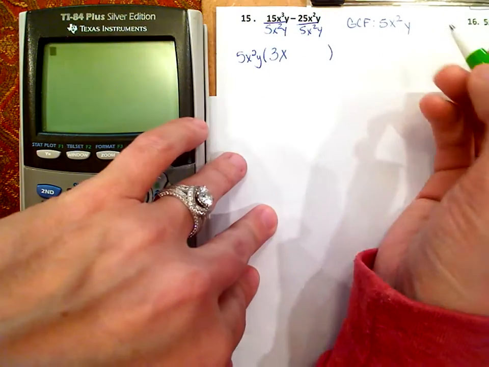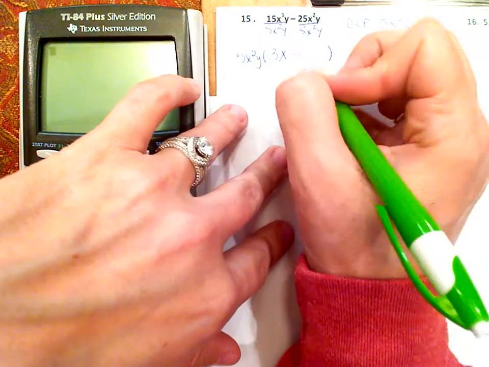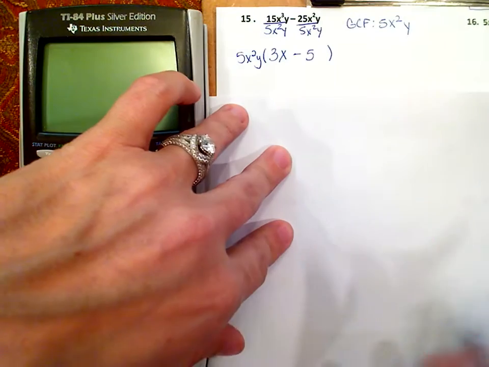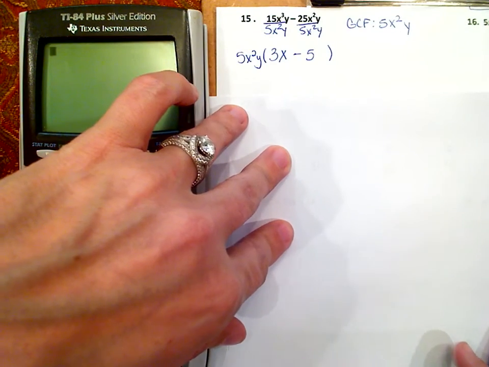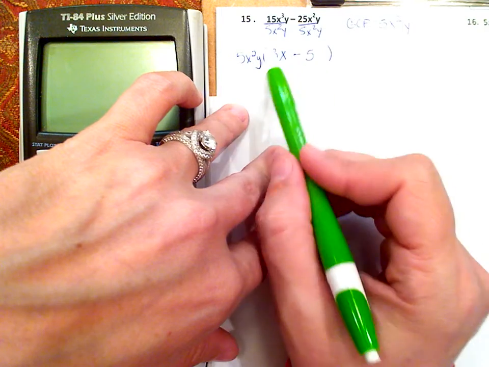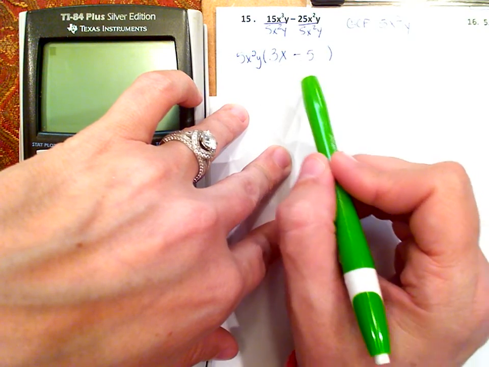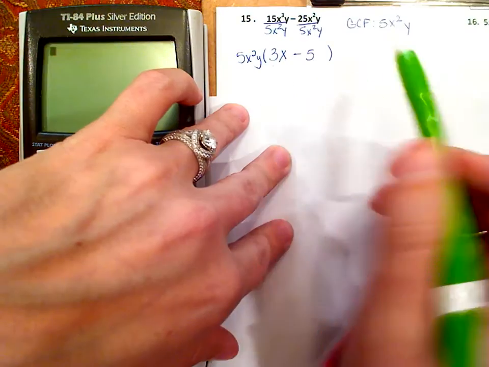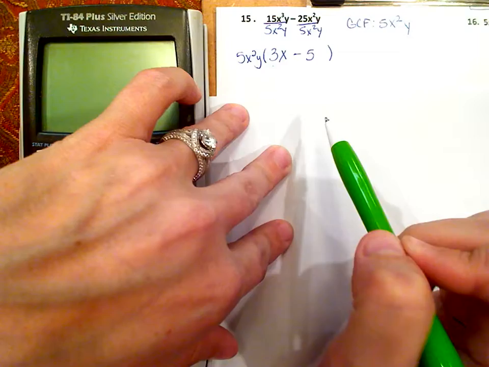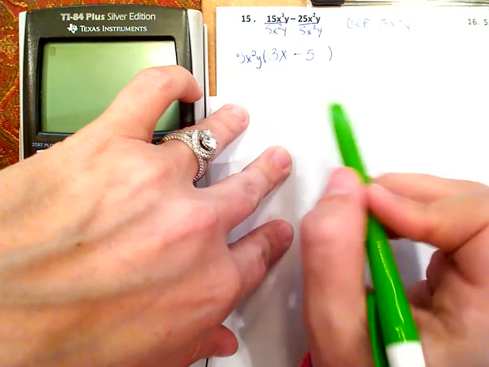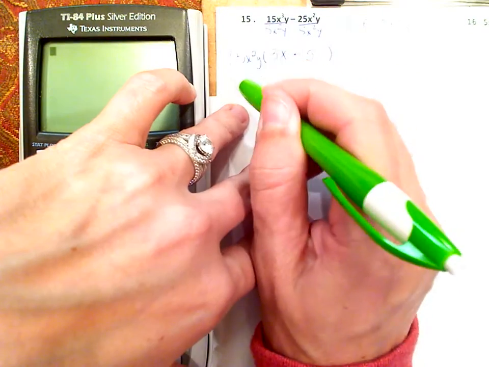And then negative 25 divided by 5 is negative 5, and our x squared and our y cancel. So then we need to look to see if this is the difference of two squares since it's subtraction. And if it was, this would be a perfect square minus a perfect square. 3 and x are not perfect squares, neither is 5. So this would be our final answer.